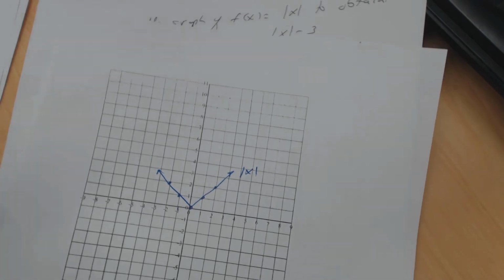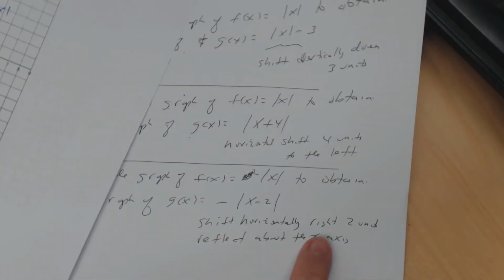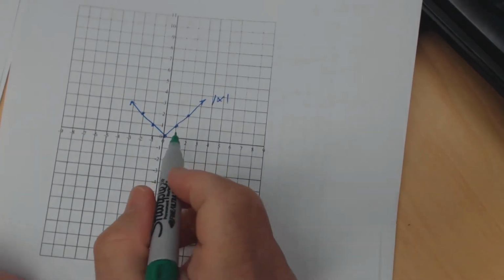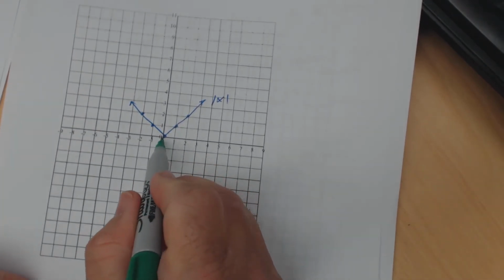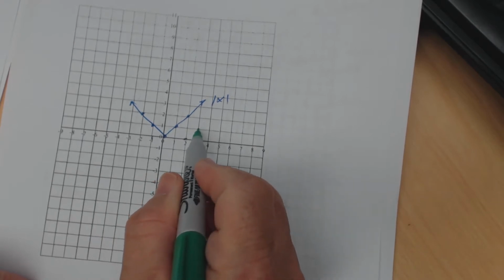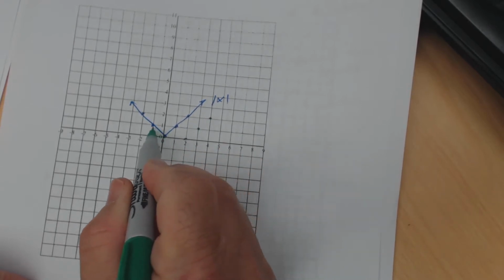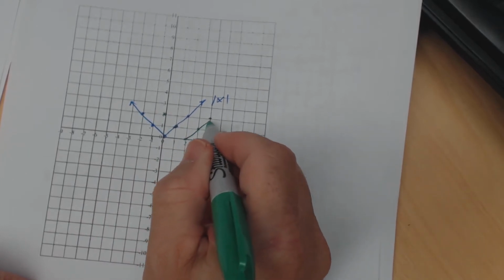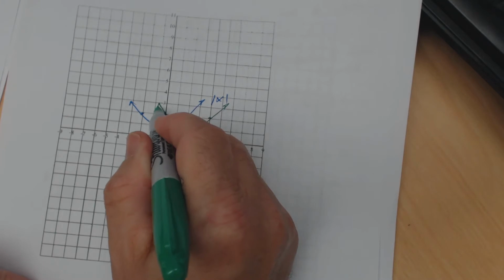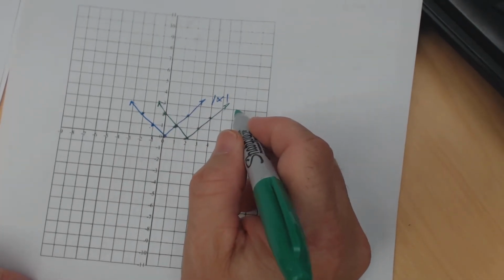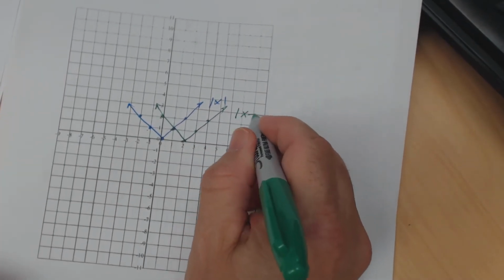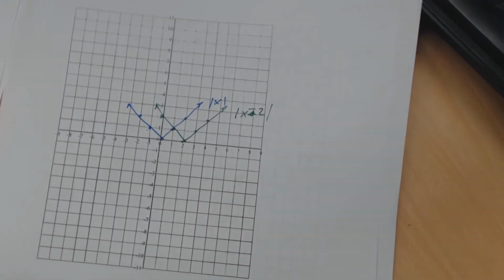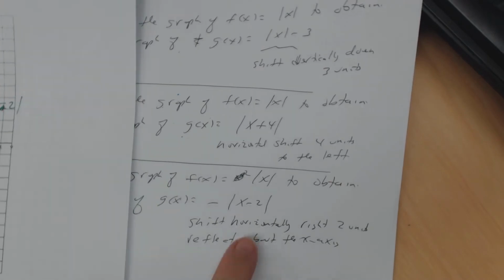Then the next thing I've got to do, remember, is shift horizontally to the right 2 units. So I'm going to move every point to the right 2 units. 1, 2. And so you get something like this. Okay, so this right here, the green one, is where I shifted to the right 2 units. That's absolute value of x minus 2. That's what that is.